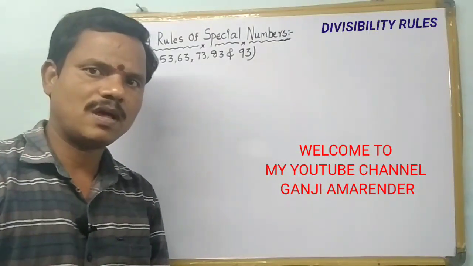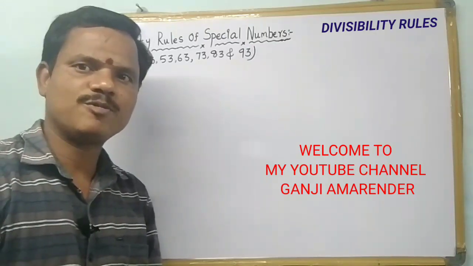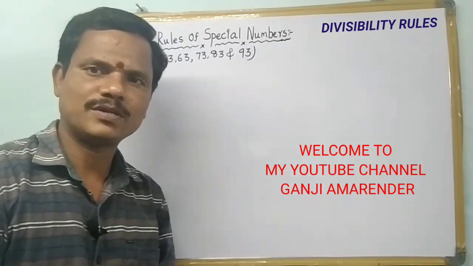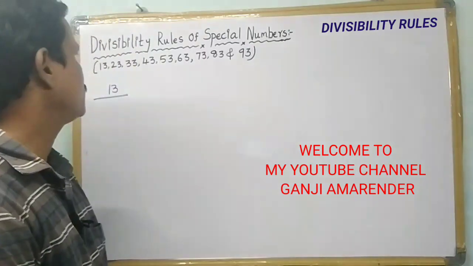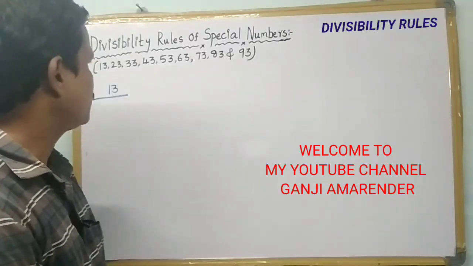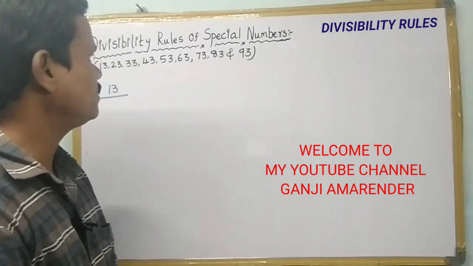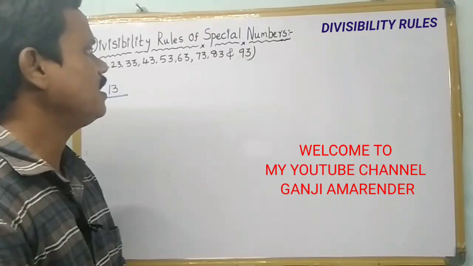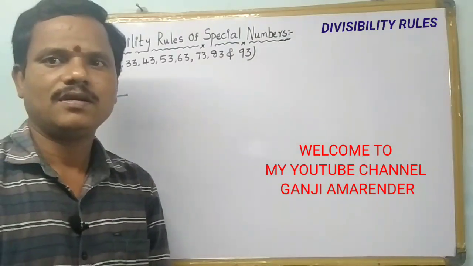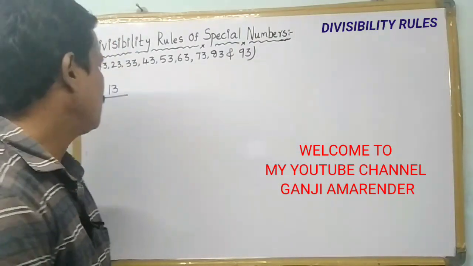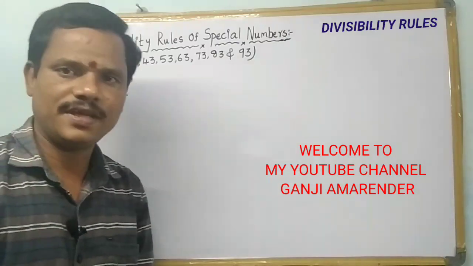In this video I am going to explain the divisibility rules of special numbers. What are the special numbers? 13, 23, 33, 43, 53, 63, 73, 83 and 93. First of all, I am taking the divisibility rule of 13.